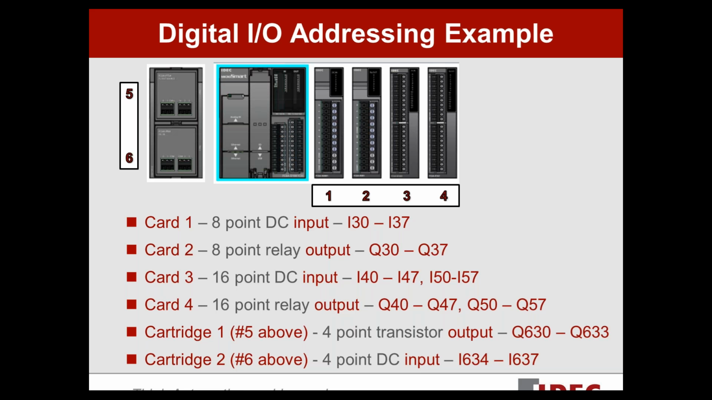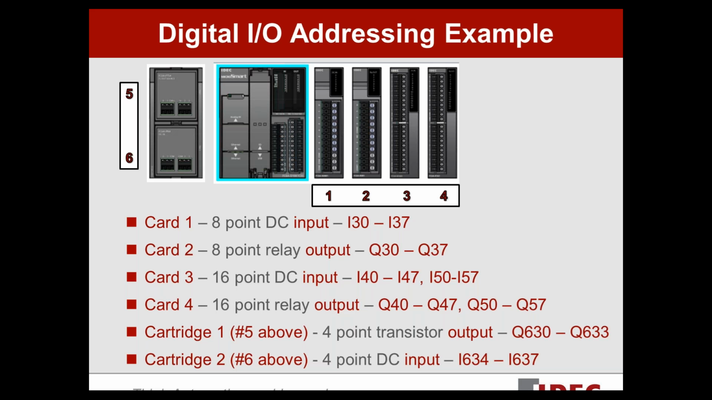Card number 1 is an 8-point DC input. Again, since that's our first input card, the addresses start with 30, and it's an 8-point card, so those addresses are I30 through I37. My second card is an 8-point relay output card. Since that's my first output card, those addresses also start at 30. So that's going to be Q30 through Q37.